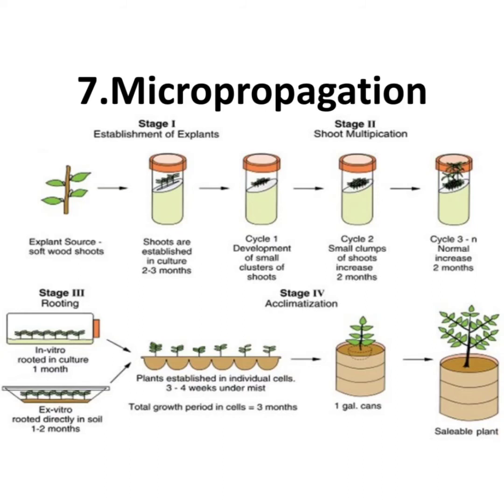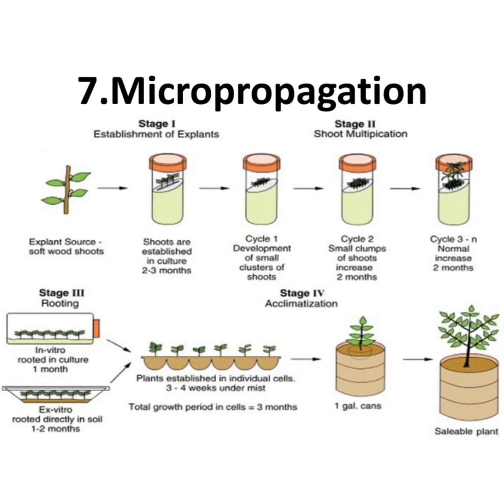Now what is micropropagation? In stage 1, the explants are taken which are soft wood shoots, and these shoots are established in culture for 2 to 3 months. In stage 2, the shoot multiplication is done, where in cycle 1 there is a development of a small cluster of shoots. In cycle 2 there is a small clump of shoots that increases in 2 months, and in cycle 3 a normal increase in shoots occurs in 2 months.